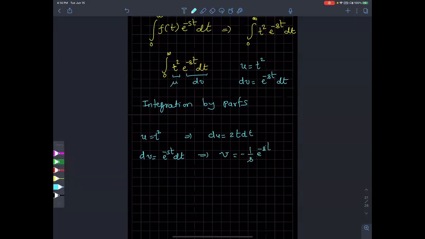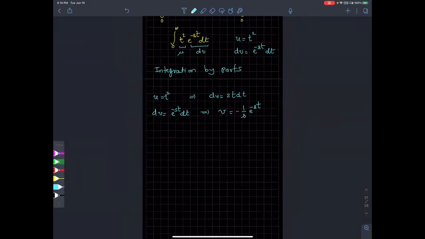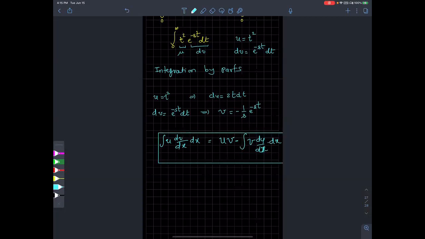Okay, now we are ready to apply the integration by parts, which says, here is where I'm using a formula. If I have a known form that looks like this, its integral is uv minus the integral of v du. Okay, so that's the integration by parts idea.